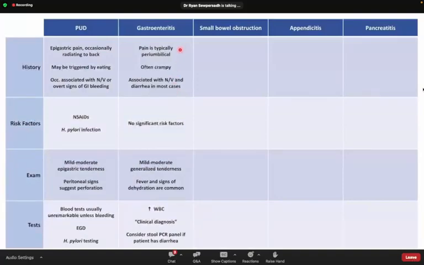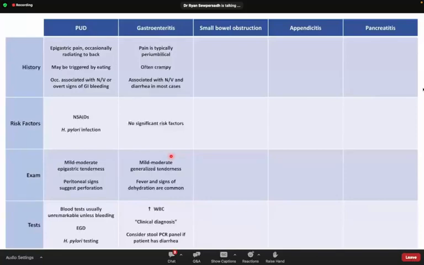Gastroenteritis here, the pain on history is typically periumbilical. It's often crampy and associated with nausea, vomiting, diarrhea. In most cases, there aren't really significant risk factors outside of an outbreak. The examination will show you mild to moderate periumbilical or generalized tenderness, but no rigidity, no peritoneal signs. Fever and signs of dehydration are common, all right?